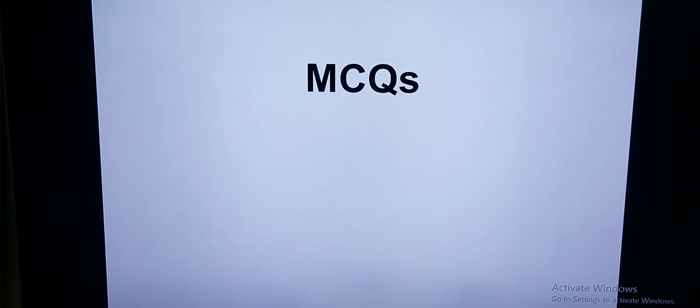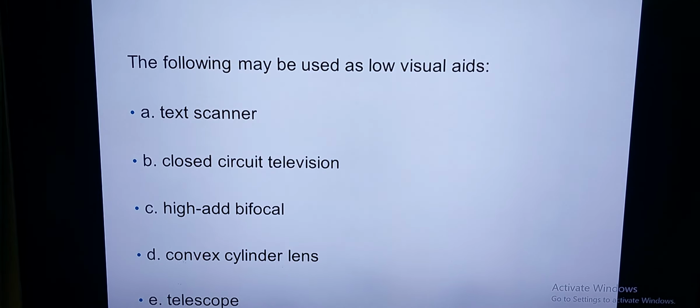So, MCQs. Number one: the following may be used as low vision aids, which is the incorrect option? All of these, one of them has to be incorrect. One of them is false.